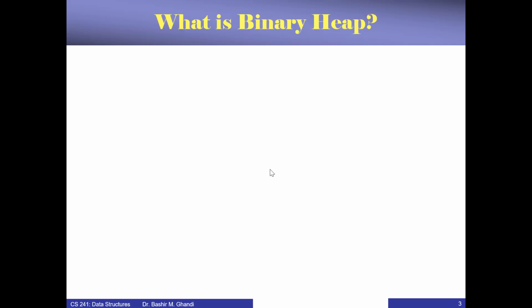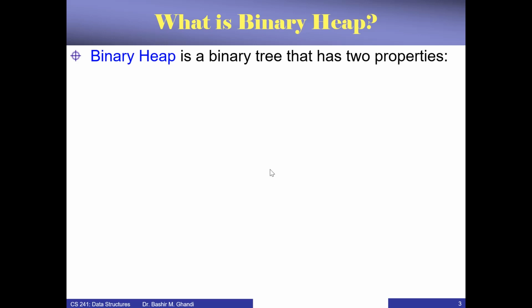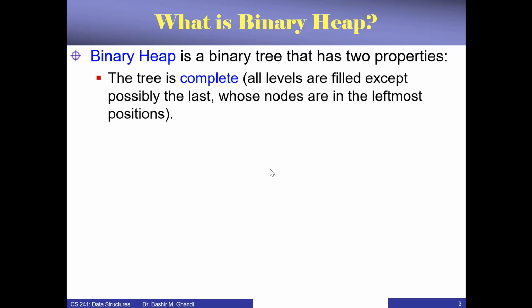What is binary heap? A binary heap is a binary tree that has the following two properties. First, it is a complete tree. I'm sure you still recall how we define complete tree. It's a tree in which all levels are filled except possibly the last level. And even on that last level, the elements that exist should be to the leftmost side. Right, so binary heap must be a complete tree. This is property number one.